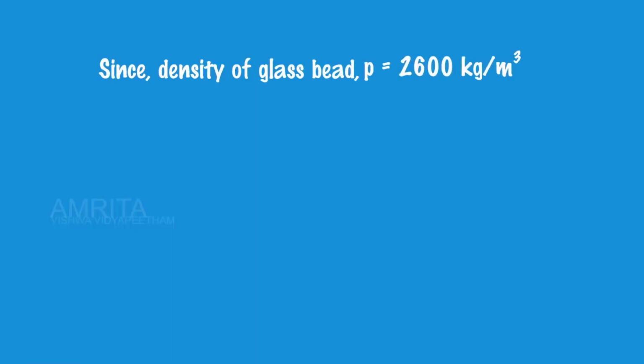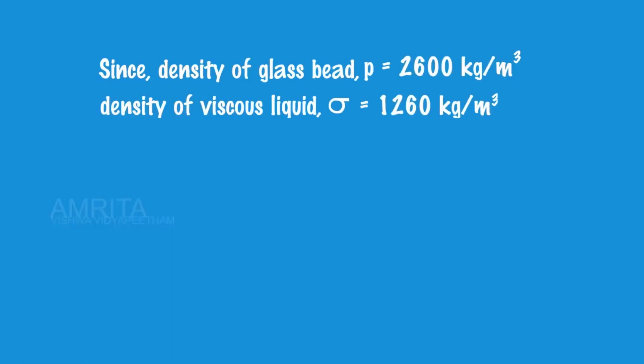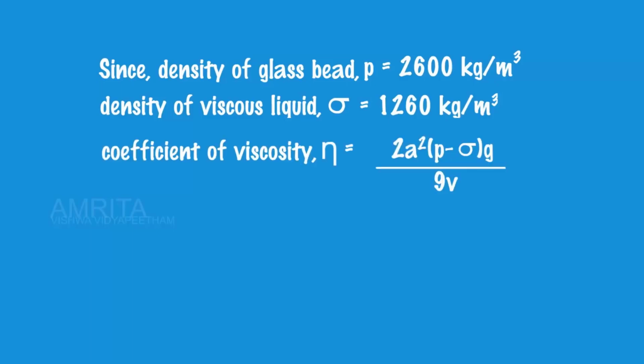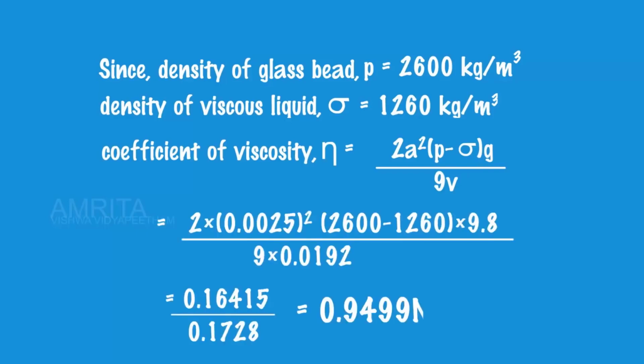Since the density of the liquid sigma is 1260 kilograms per meter cube and the density of the glass bead rho is 2600 kilograms per meter cube, the coefficient of viscosity of the liquid can be calculated in each case using the equation eta is equal to 2 by 9 into r squared g into rho minus sigma divided by v, and is found to be 0.9499 Newton second per meter square.